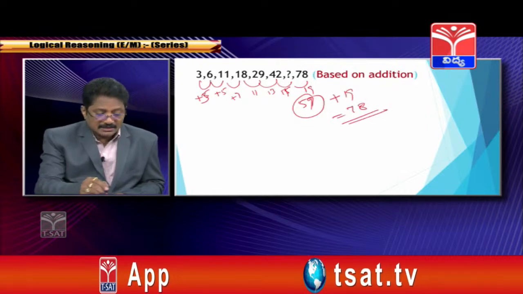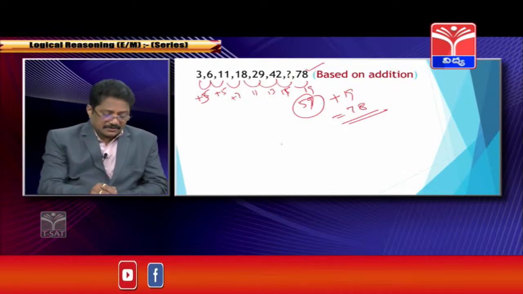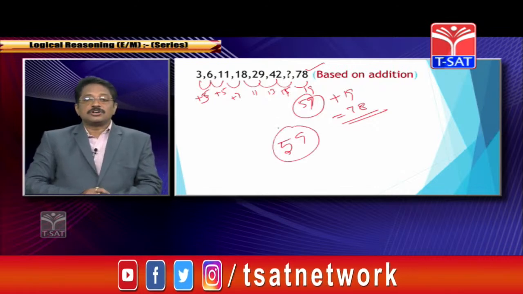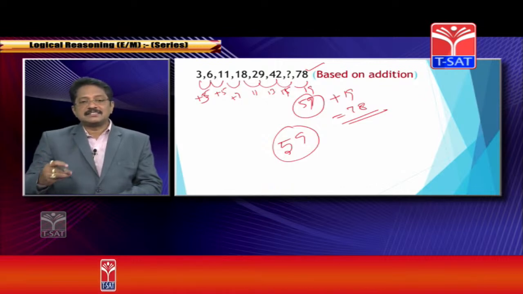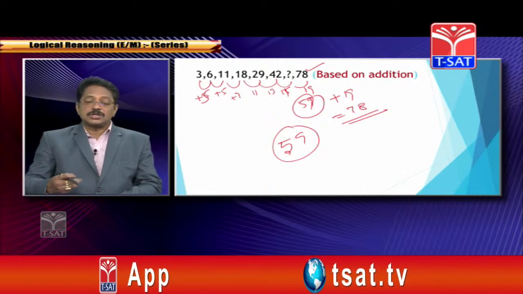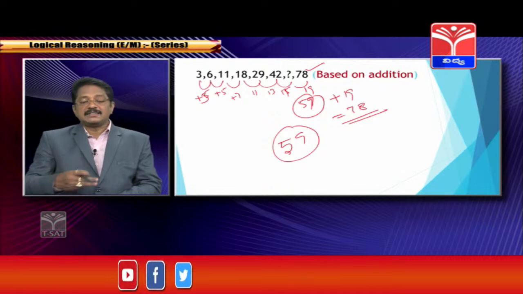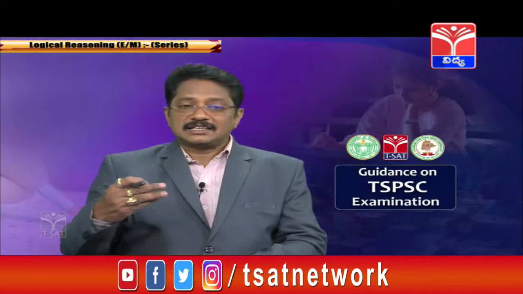So the series is correct. So what is the required answer here? 59. Are you understand here? So this is based on addition. So the series is increased by addition. But here how it is increased with respect to the prime numbers, means here 3, 5, 7, 11, 13, 17, 19.